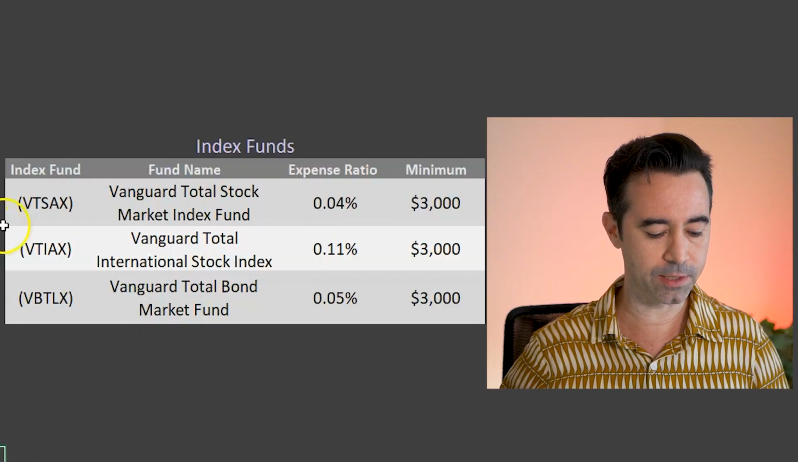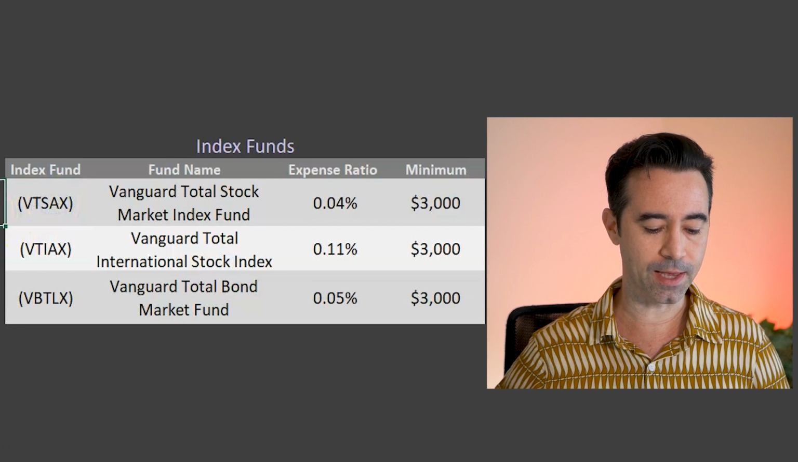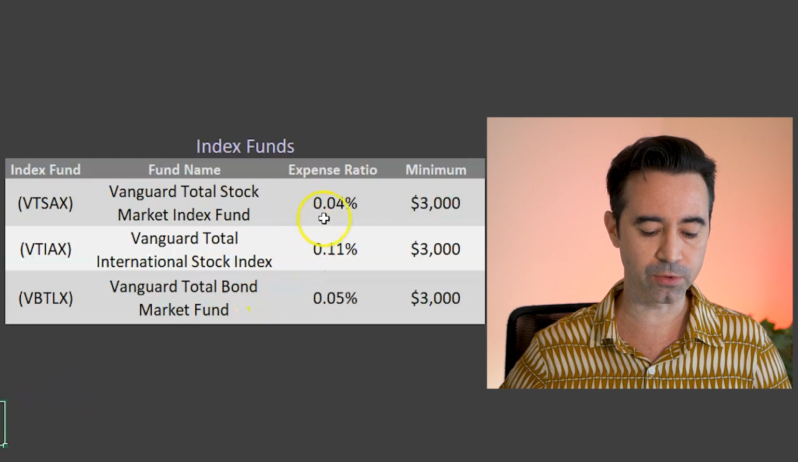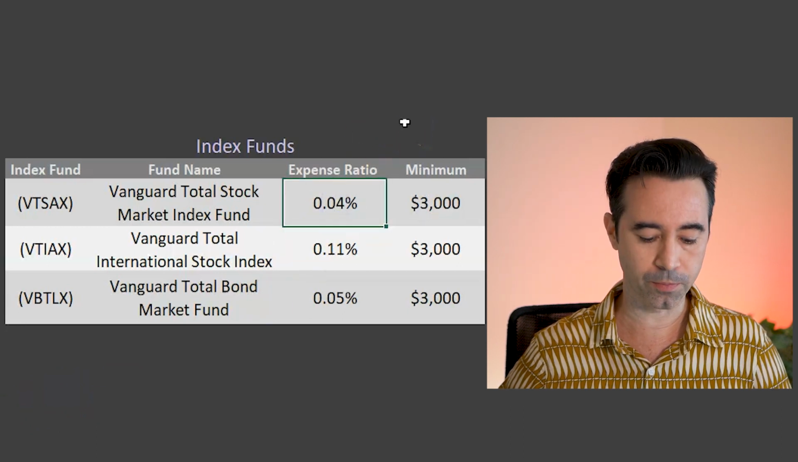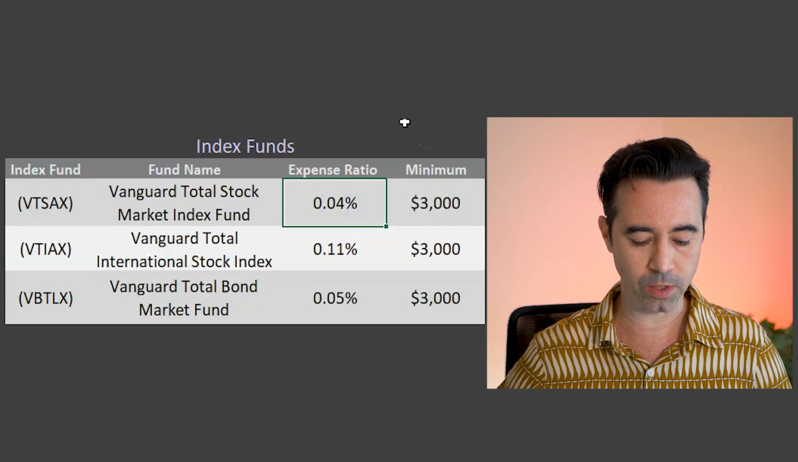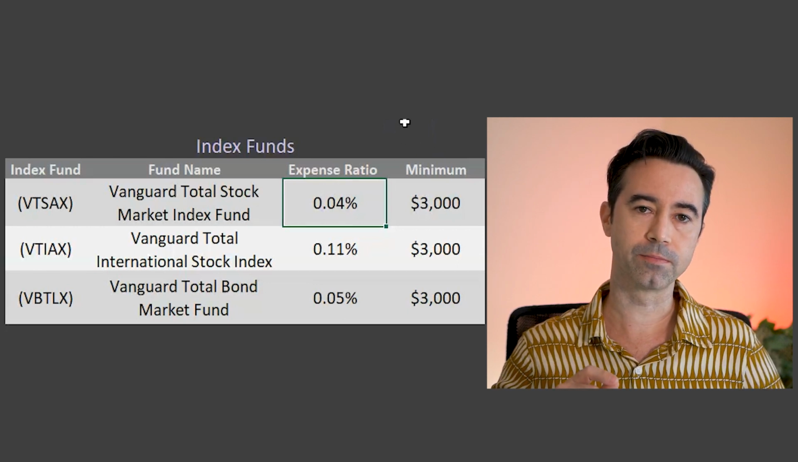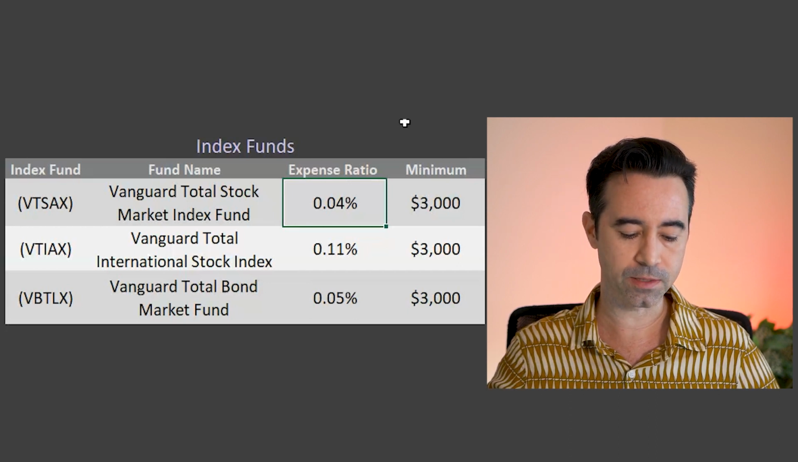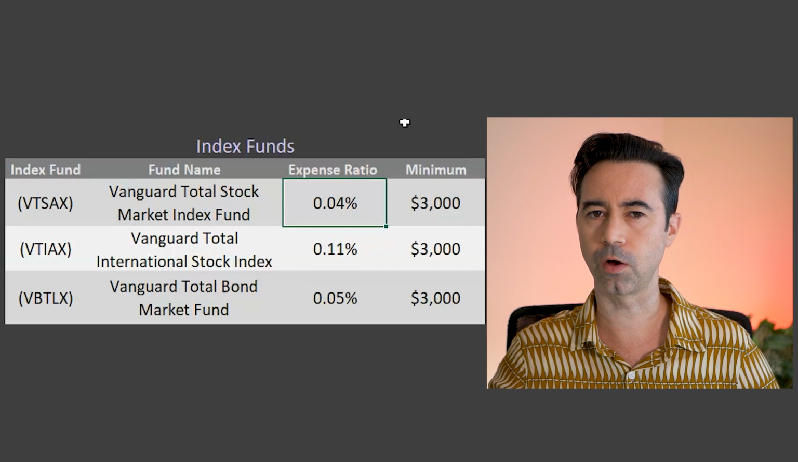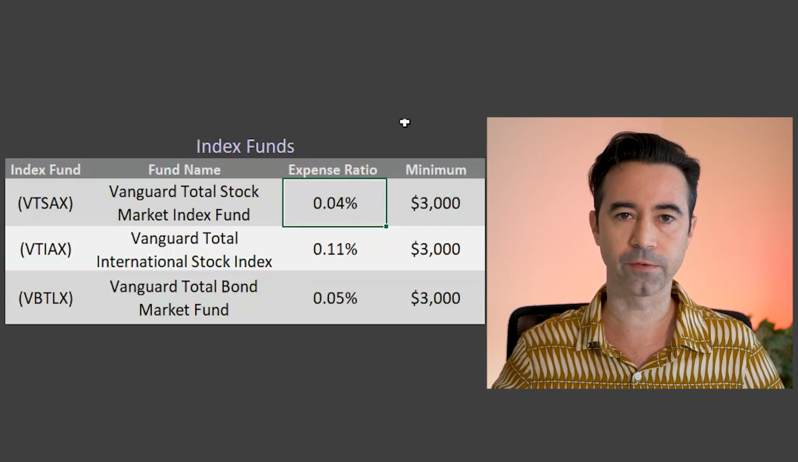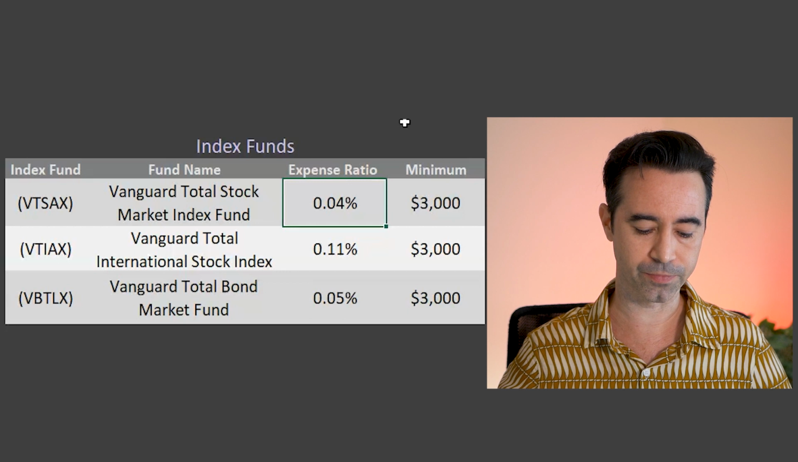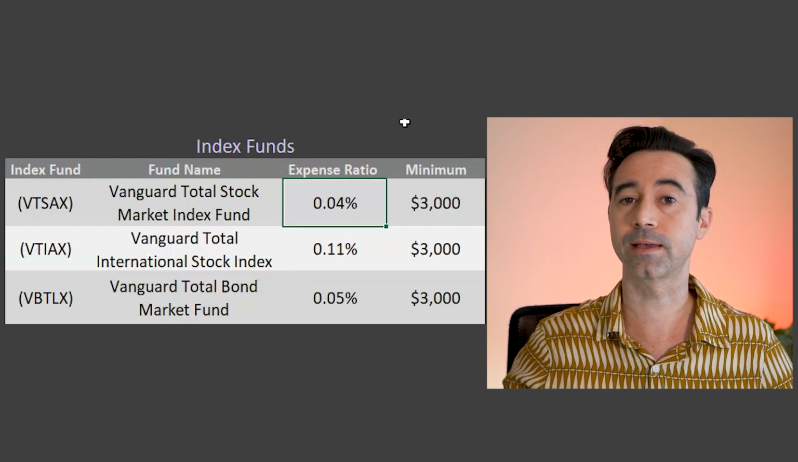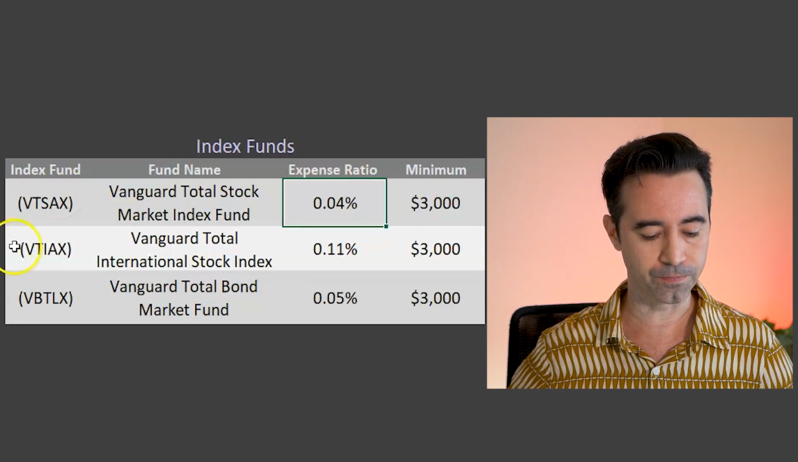So how do we do this here? Well, we have first VTSAX, which is the Vanguard Total Stock Market Index Fund. The expense ratio for this is 0.04%. And the thing with this one is that it's only got a 3,000 minimum, but that also could be too much for some people. So because of that, sometimes Vanguard to me is not always the place to go. If you have enough money, then this is totally good for you. But if you're kind of starting out, maybe Fidelity or Schwab could end up being better. And in that case, you might want to watch one of those two videos.